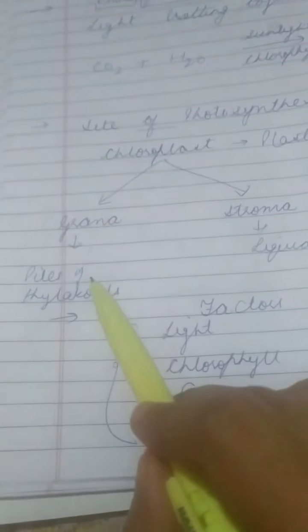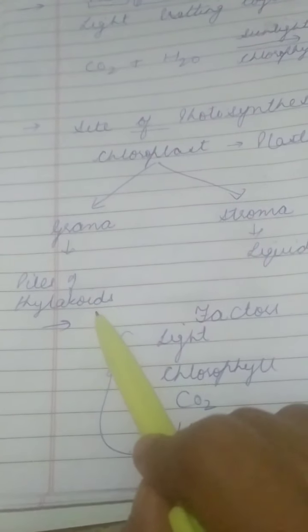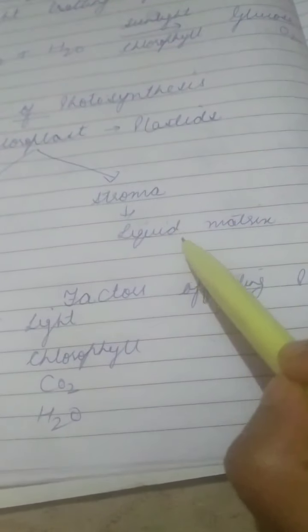Chloroplast is made up of two parts. First one is the grana and next one is the stroma. Grana are the piles made up of thylakoids, and these piles or sac-like structures are filled with chlorophyll. And stroma is the liquid matrix. You can see this is the liquid matrix and these are grana, the piles of thylakoids. And here actually the photosynthetic reaction takes place. The thylakoid membrane contains protein complexes that have chlorophyll.